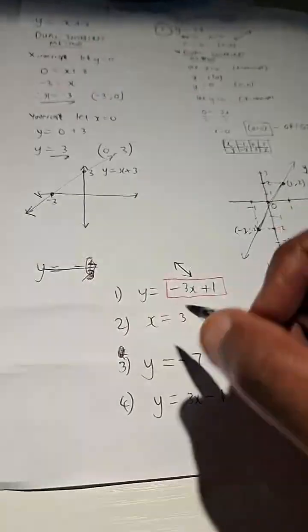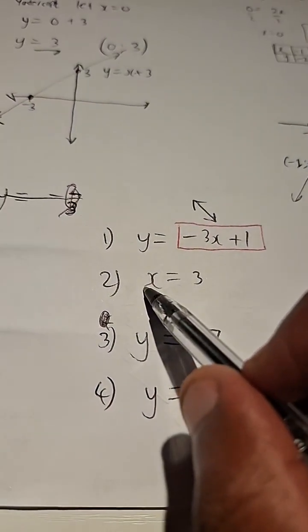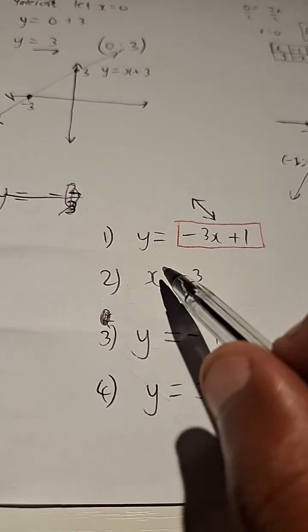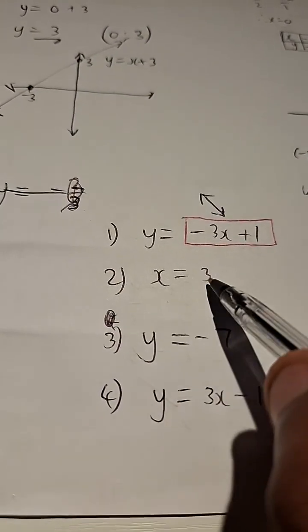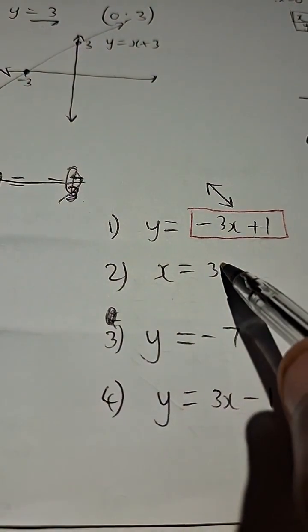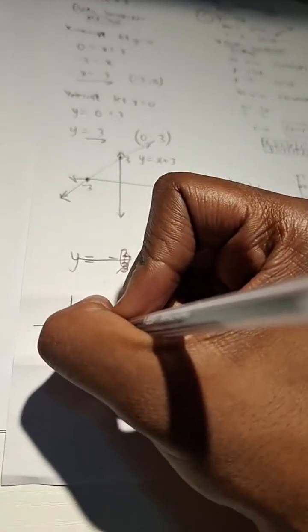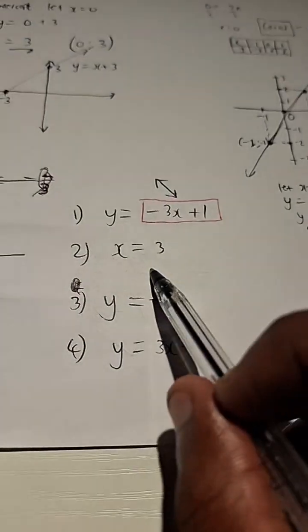Okay, I want to come here now to number 2. x is equal to 3. Remember, this is the equation where the subject is x and we have a constant that is 3. So all we do is we go to our Cartesian plane and locate the value 3. What do we know and understand?